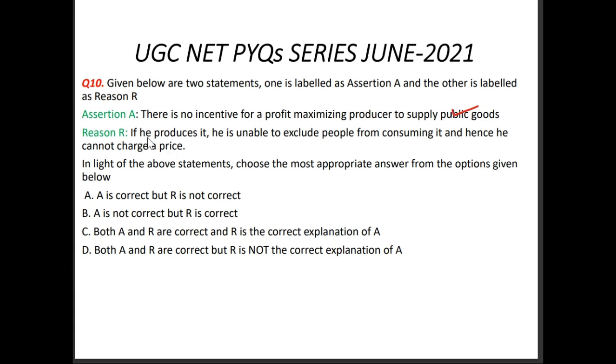वो रीजन क्या दिया है? If he produces it, he is unable to exclude people from consuming it, hence he cannot charge a price. वो पब्लिक गुड है मतलब ये वो सबका है. अगर कोई उसके लिए प्राइस नहीं भी देता है तो भी वो कंज्यूम कर सकता है, लेकिन वो प्रॉफिट मैक्सिमाइज नहीं करेगा फॉर अ प्रोड्यूसर. That's why there is no incentive for a profit maximizing producer to supply public good.